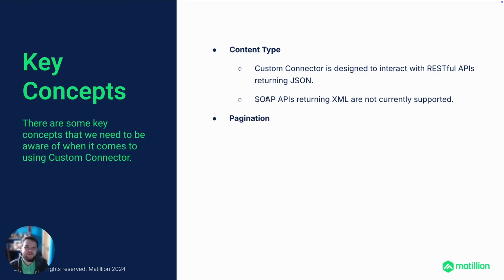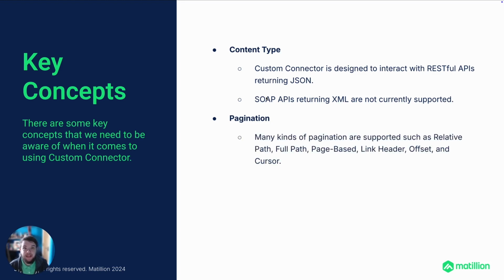Pagination, everyone's favorite. Well, you have to make sure that you can get the content back and that you can actually query your API in pages. Many, many different kinds of pagination are supported by Custom Connector, things such as path, full path, or link header.